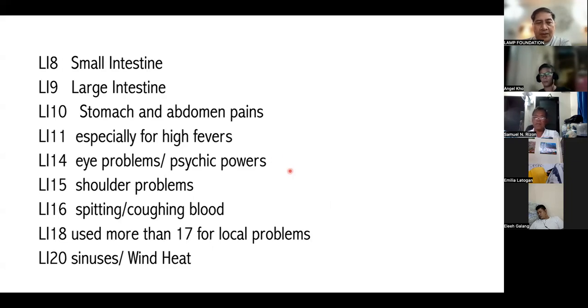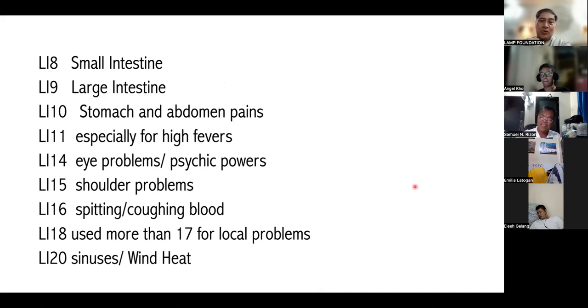LI14 for eye problems, psychic powers. O, diba? LI15 for shoulder problems. LI16. What is the medical term for coughing blood? Anyone? Anyone? Coughing blood. Hemoptysis. Yes, wow. Yes, hemoptysis.